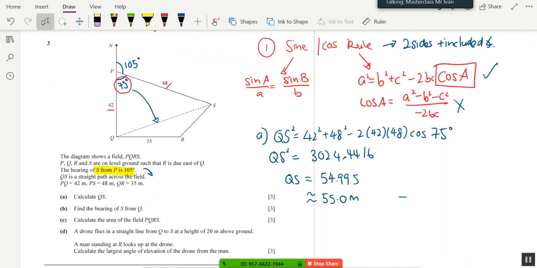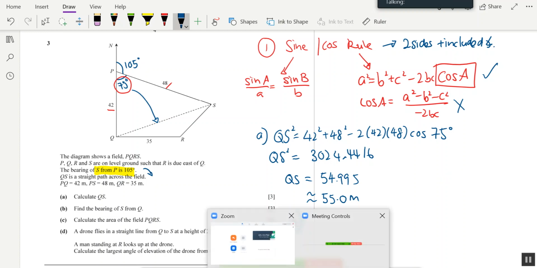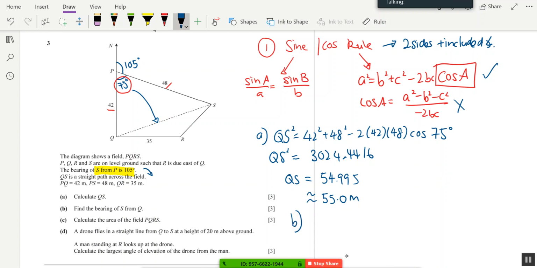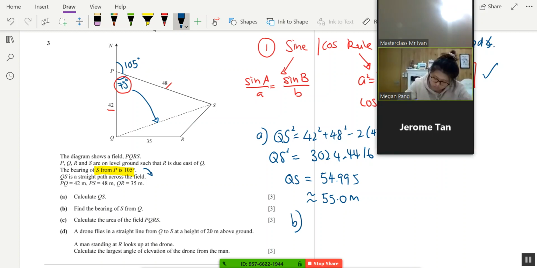So you see, when you do this kind of trigonometry question, for sure they will ask you to use the sine rule or the cosine rule, either one of them. Jerome, are you done for the first one?